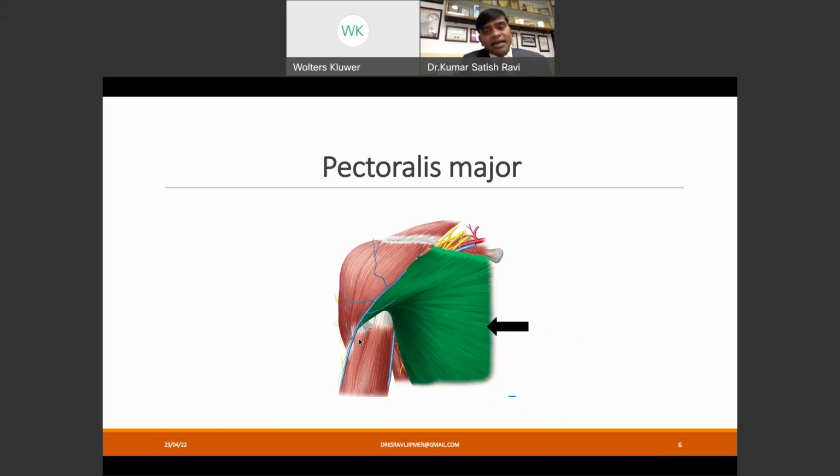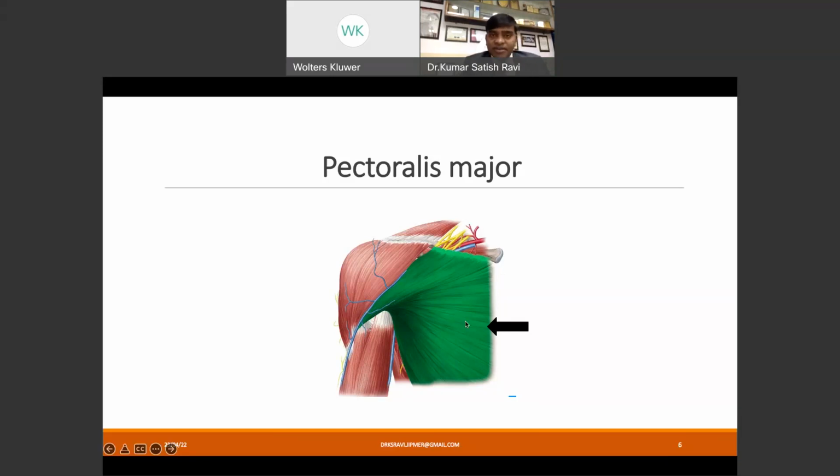Now, the bilaminar insertion or the bilaminar tendon is approximately 5 centimeters broad, inserted on the lateral lip of the intertubercular sulcus, which is also called the bicipital groove, or the intertubercular groove of the humerus. This anterior lamina of the tendon is formed by the clavicular fibers, which you can appreciate over here. These are the clavicular fibers. The posterior lamina is formed by the aponeurotic fibers.